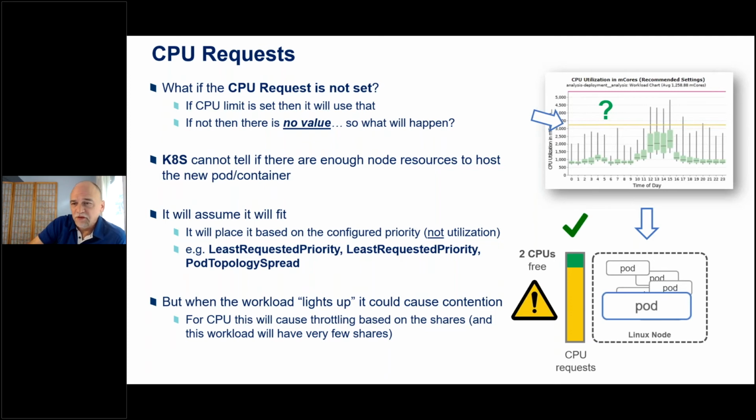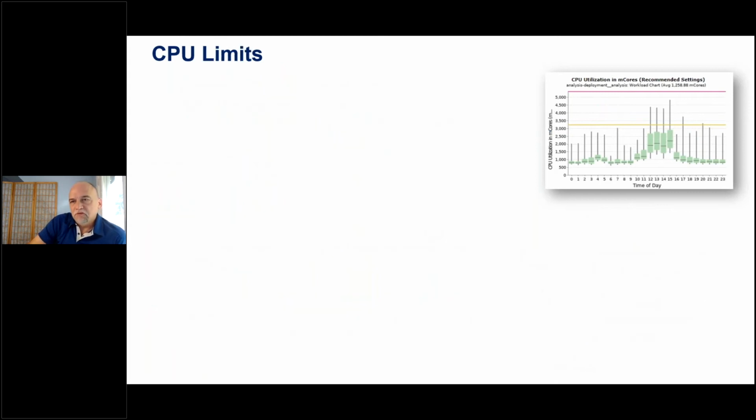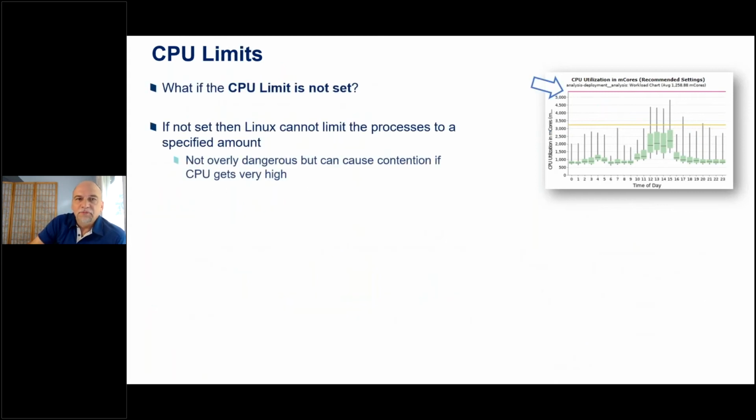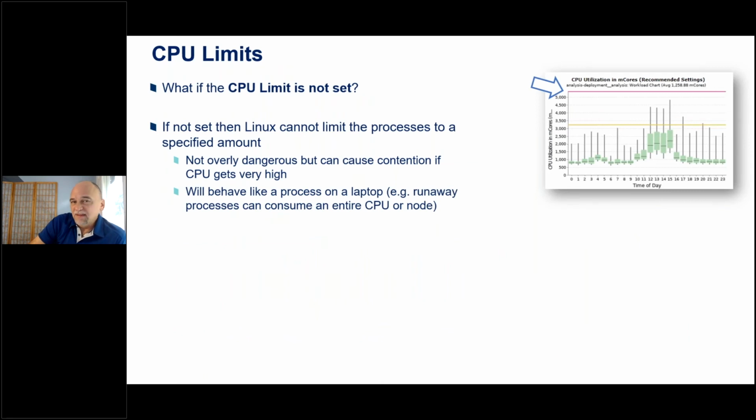It's just going to put it there based on what the requested values are and hope for the best. CPU limits. This is a bit different. If I don't specify that limit up there, then Linux can't limit you to a specified amount. So if you do set a limit, it'll say, hey, container, you're running hot. I'm going to stop you from taking any more resources so you don't mess anybody else up. So if you don't set it, you won't get throttled.